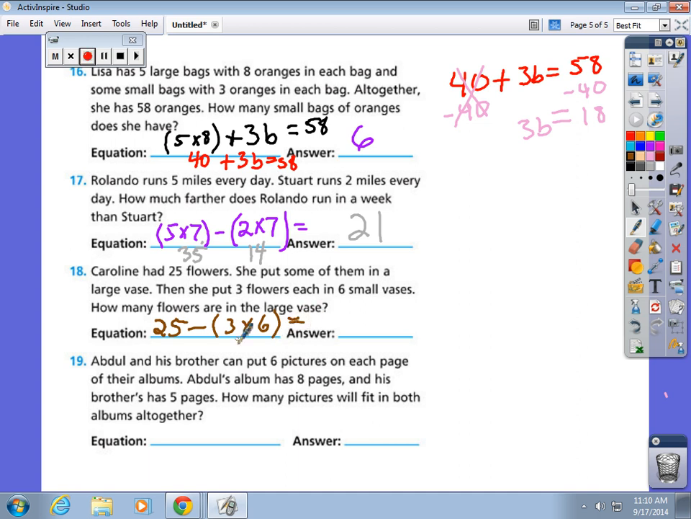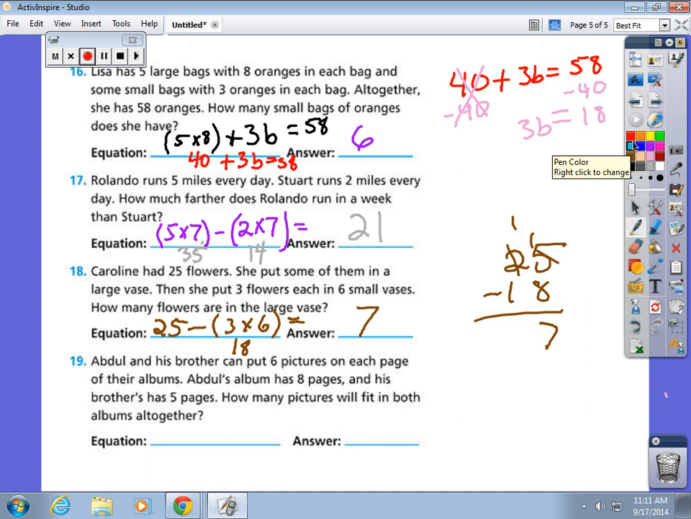6 times 3 is 18. 25 minus 18, if you need to do that one off to the side, 25 minus 18. You can borrow if you need to. Gets us a 7. So 7 are in the large vase.